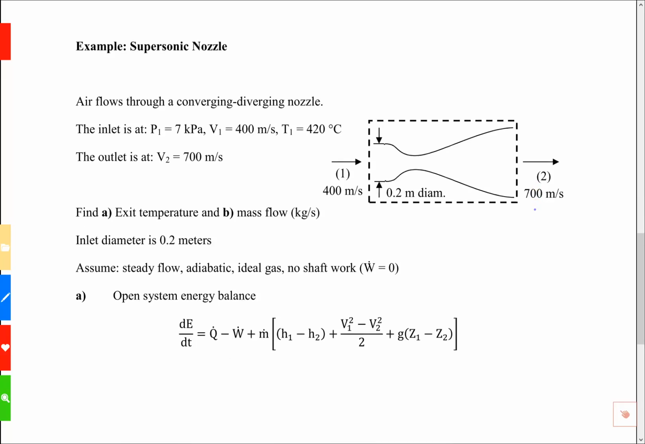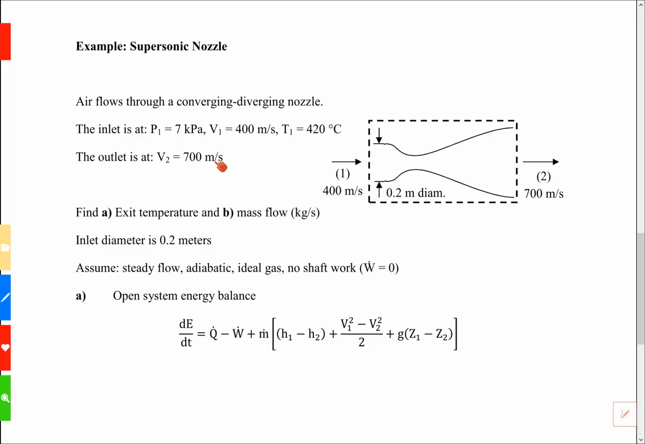We're given that air flows through a converging, diverging nozzle, and the inlet conditions are a given pressure, 7 kPa, a given temperature, 420 centigrade, a given velocity, 400 meters per second, and the outlet velocity is 700 meters per second, which is supersonic, hence the name.